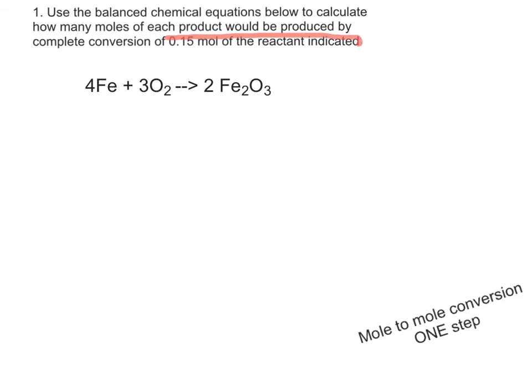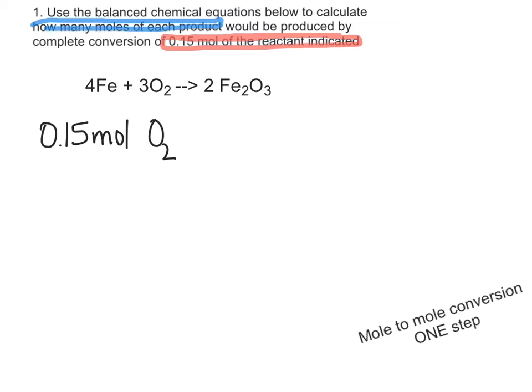So again, we are starting with 0.15 moles of the reactant indicated in boldface. So that one is going to be our oxygen. So we're going to start with 0.15 moles of oxygen, because that's the one in our boldface. So we want to know how many moles of the product will be produced. So our product here is our iron oxide. So we want to know how many moles are going to be produced if we use 0.15 moles of oxygen gas.